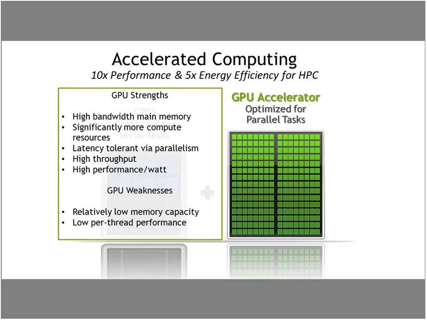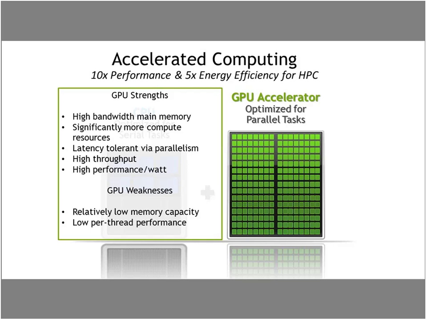Looking at GPUs, GPUs have extremely high bandwidth main memory. If you're looking at a Tesla P100, which is our current top-of-the-line board, you're looking at over 700 gigabytes per second of main memory bandwidth. We also have significantly more compute resources. All of that space that the CPU had reserved for caches and things like that, we're able to dedicate to compute resources. So we are able to do a lot more with our space.